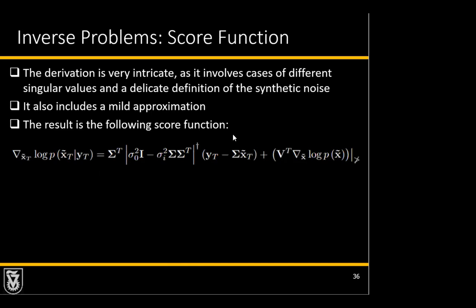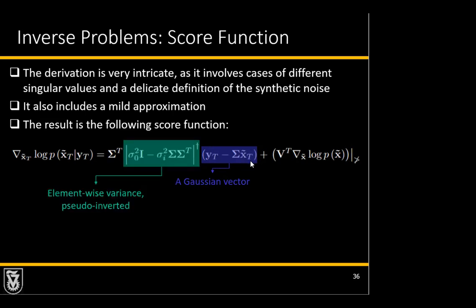Now, I know that this is a huge expression. We are not going to explain everything in it, but we will notice that here we have the difference between the transformed y and sigma multiplied by the transformed x. This will be a Gaussian vector, and this will be its element-wise variance. The entire calculations are in the paper, so for those of you who are interested in how these expressions were formed, you can check out the paper. But this is the variance of this Gaussian vector. Notice that it is element-wise, it is diagonal, and we've sort of inverted it.